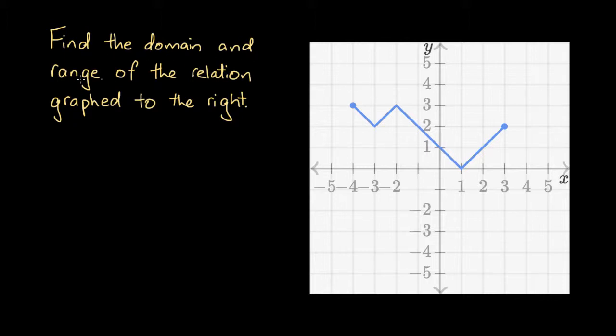Find the domain and the range of the relation graph to the right. Well, to the right we have this blue jagged line with two filled in points at the end, and we're asked to find the domain and the range of the relation represented by this graph.